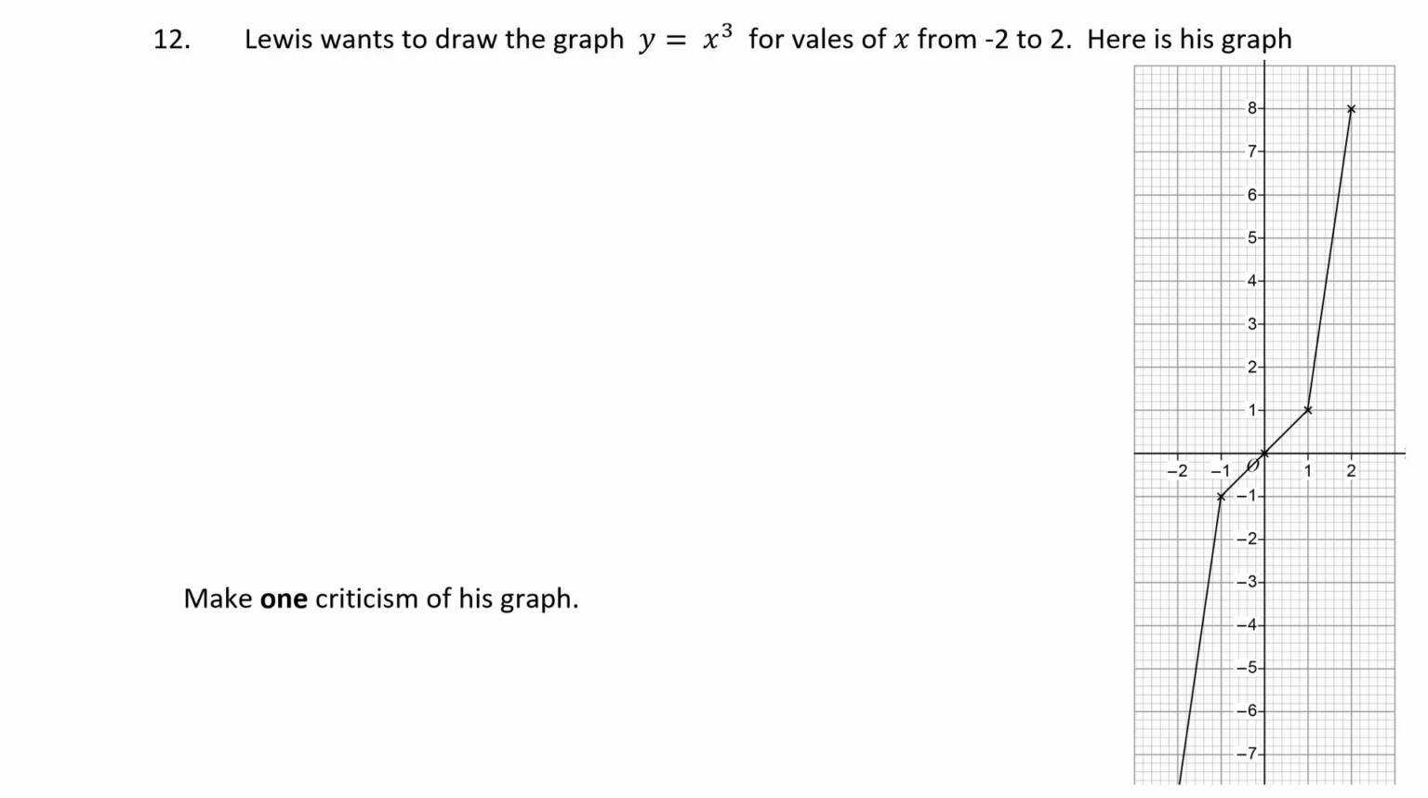Question 12. Lewis wants to draw the graph y equals x cubed for values of x from -2 up to 2, and here's his graph. He's decided to join it up with straight lines, which is a bit weird. Make one criticism of his graph. He's used straight lines.